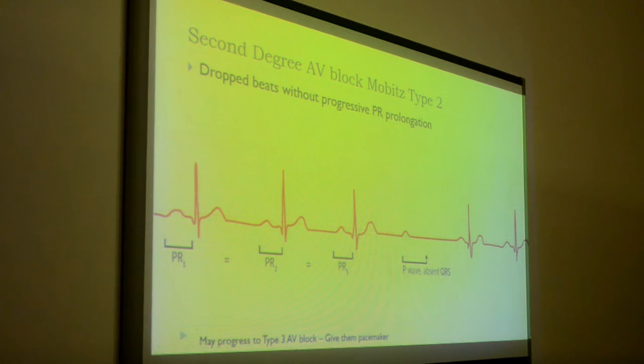Type 2, the PR interval remains the same. Sorry, so it's not slowly prolonging. It remains the same, but for some reason here, it just stops. It says, no, I don't want to conduct this one, and it stops.